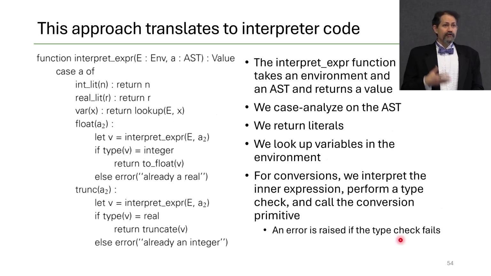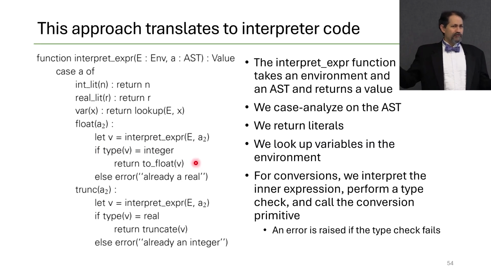We can do similar things for other cases, right? So for an integer literal of n, we simply return n. For a real lit, we return r. For a variable, we look up x in the environment E. And then finally, for floating point and truncation operations, for floating point, we'll go ahead and evaluate the subexpression, again in the current environment. We check that the type is an integer, and then return whatever the result of toFloat is, right? That's our primitive. Now, if some of these type check operations fail, then we'll return some kind of an error expression.